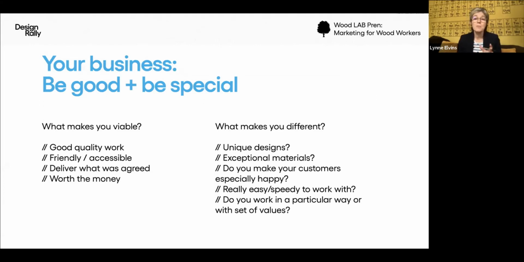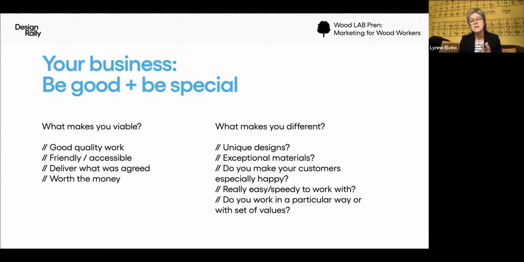And there might be any number of things that you can think about that makes you more unique. So do you just have a unique design? Do you have a neat, unique shape, or a unique size, or a style of product? Have you got exceptional materials? I mean, obviously, if you're working in local timber, that is an exceptional material. And that should be something that you should be shouting about. Do you do something to make your customers especially happy? Not just normally happy, but do you go above and beyond?